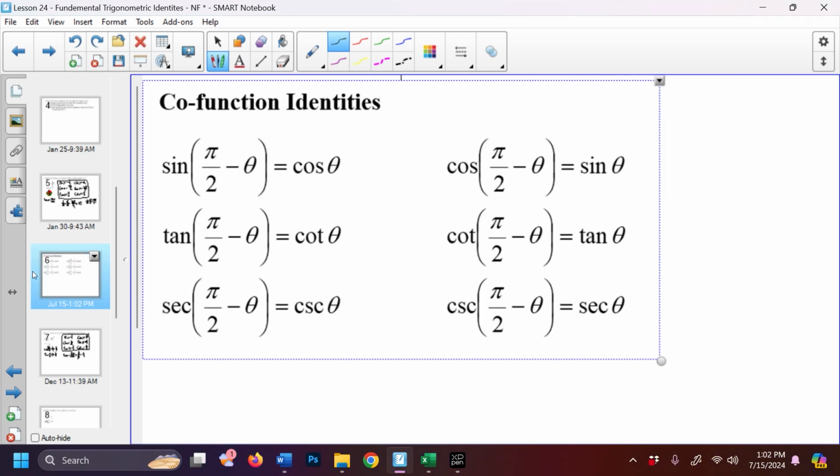Finally, here are the cofunction identities. Since sine, cosine, and tangent all need right triangles, the sum of the other two angles has to be 90 degrees. So looking at the first cofunction identity, sine of pi over 2 minus theta equals cosine theta, makes sense if you pick an angle, say 30 degrees for theta. Then pi over 2 minus 30 degrees is 60 degrees. And the sine of 60 degrees, square root of 3 over 2, is the same as the cosine of 30 degrees.